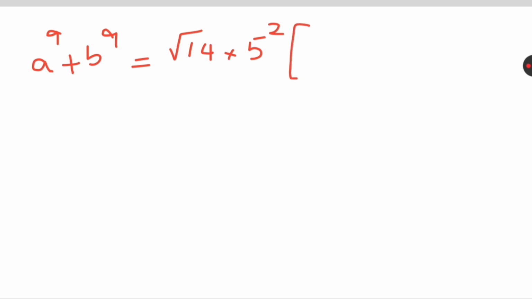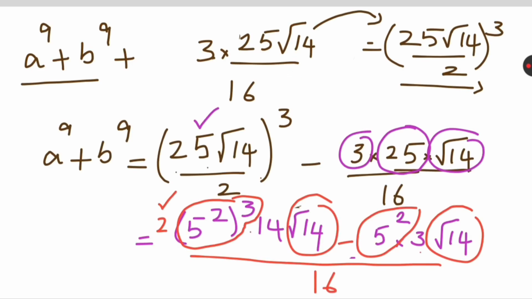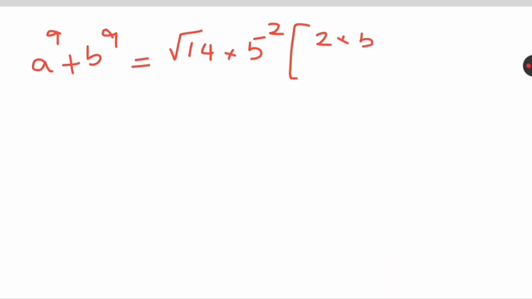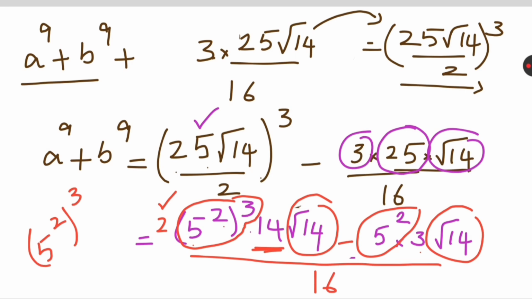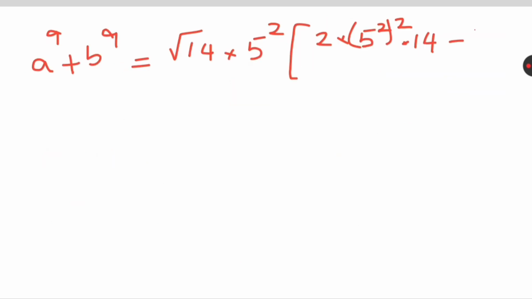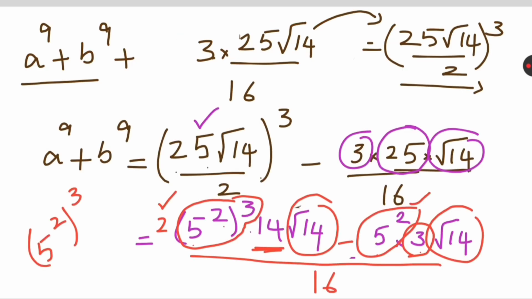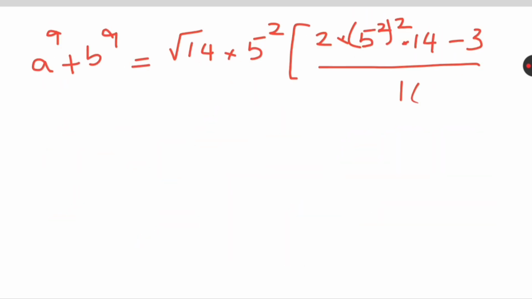So what we left? We left 2 times, here, 5 raised to power of 2 whole raised to power of 3. If you take it common as 1 time, we left still 2 times, isn't it? So let's write this as 5 raised to power of 2 whole raised to power of 2. We have 14 minus, we have taken it common as 5 raised to power of 2 and root 14. We left only 3 here. So 3 over 16. So let's write only 16.